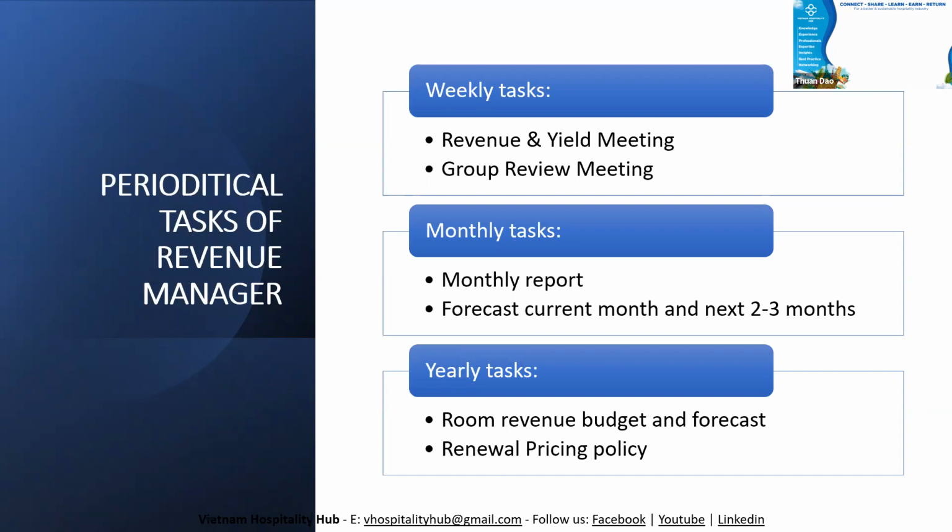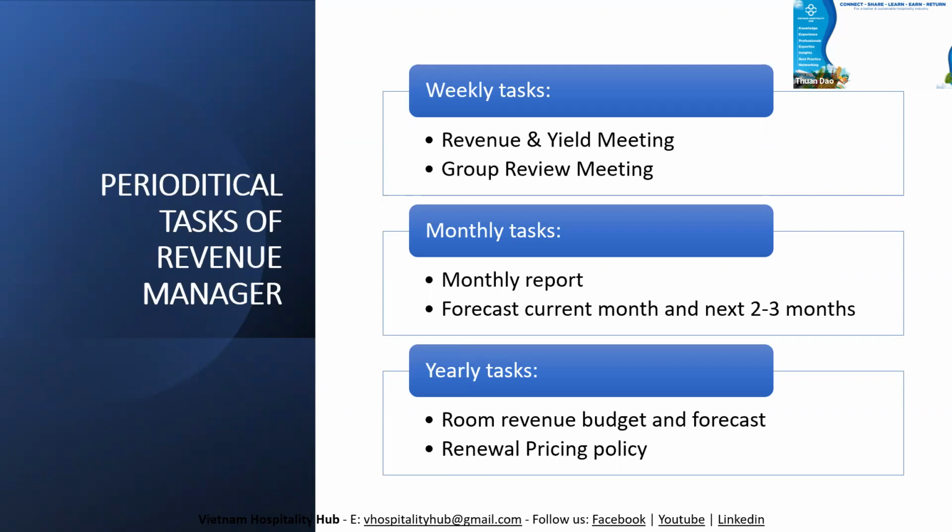Then by the end of next month, you are going to do the forecast for the following month, and that one will be the final forecast for that month. So that's the rule. Then the yearly tasks: you need to do the budget, then the forecast for the next year, and then renew the pricing policy, the pricing for the next year. So these are the key important tasks of the revenue manager.